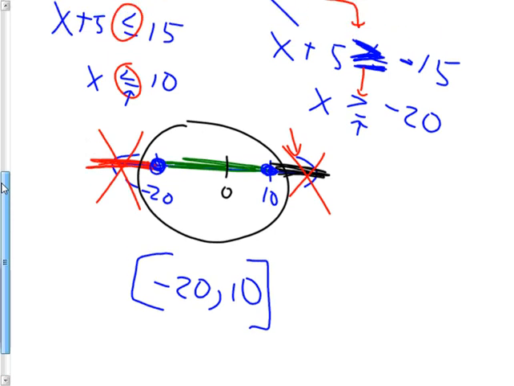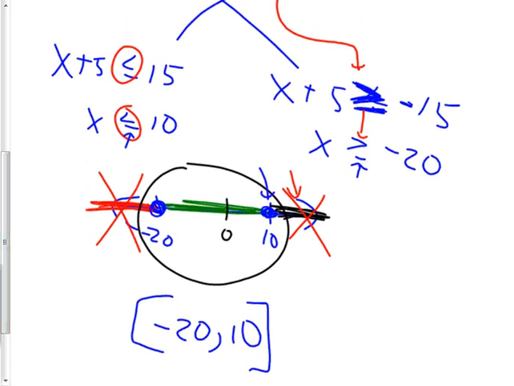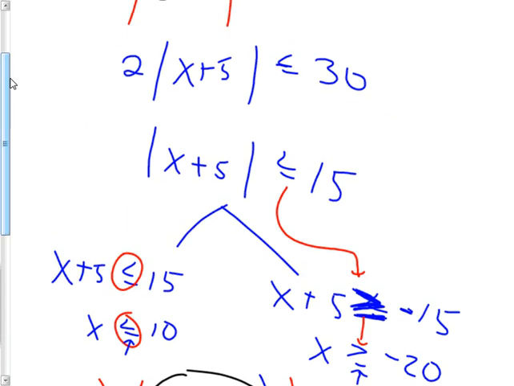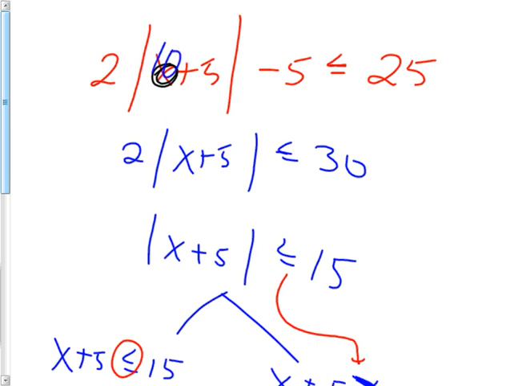Then test a point. I'm going to test the 10. See, that's one of my endpoints. I'm just going to see if 10 works or not. I put in the 10. 10 plus 5 is 15. 2 times 15 is 30. 30 minus 5 is 25. 25 is less than or equal to 25. Notice it's the or equal to that makes it work.